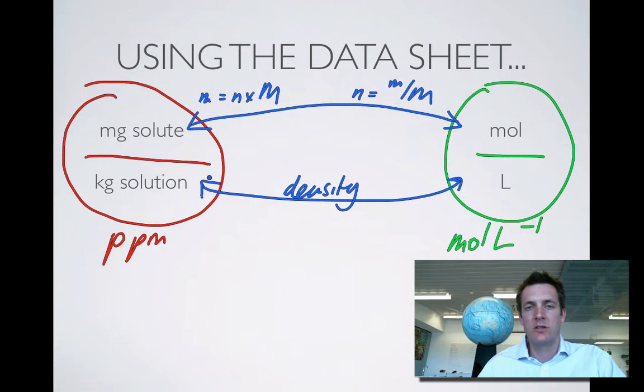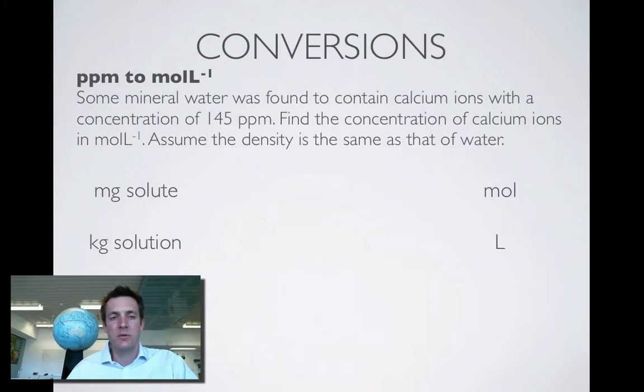So if I know that a solution has a density of 1.03 kilograms per litre, then I know if I've got 1.03 kilograms of it, I must have 1 litre, or if I have 2.06 kilograms of it, I must have 2 litres. So I can make these conversions as well. So that's the kind of thing we're going to be doing. We're going to be converting the top into the top and the bottom into the bottom. That's all we're going to be doing. Very simple indeed.